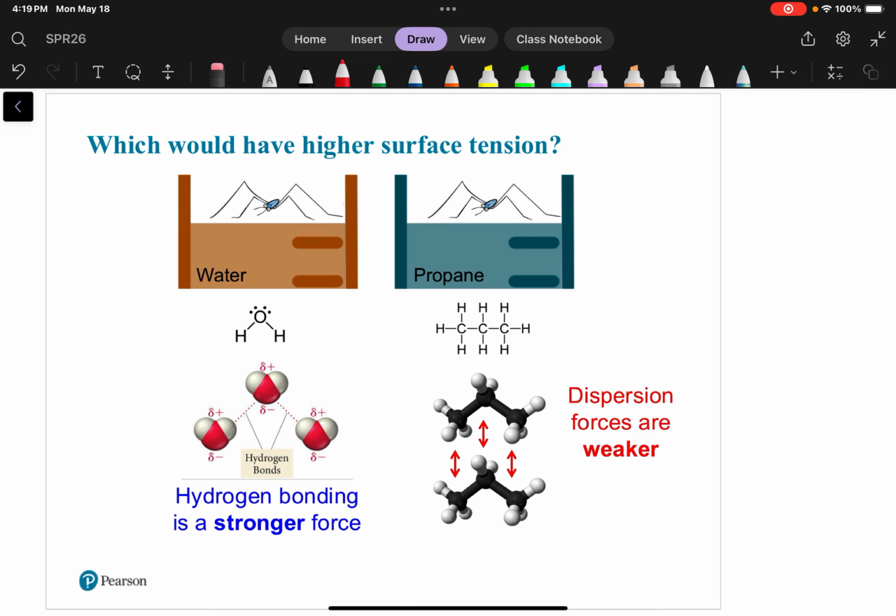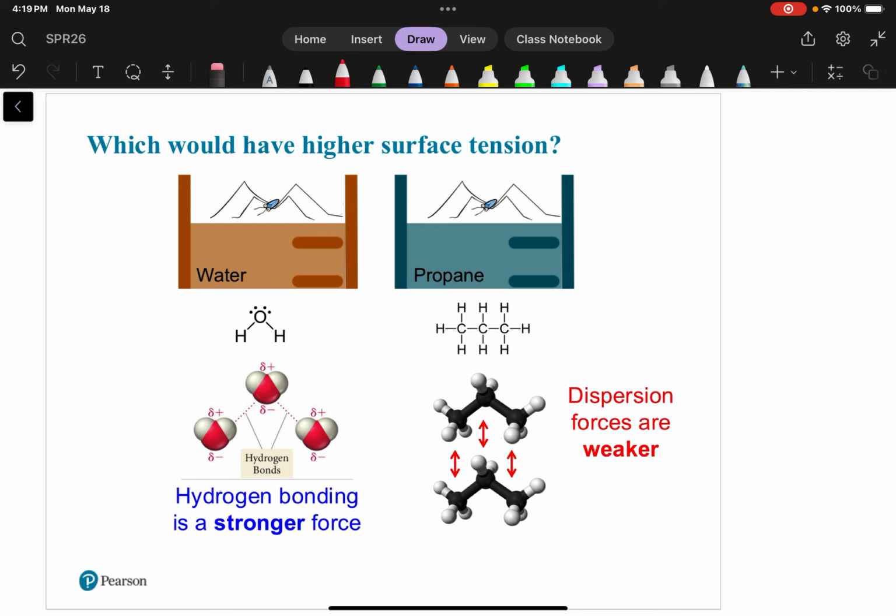So the question is, if you took that same stick bug, and we know that it can stand on water due to the surface tension of water, would that happen with propane, which is a different chemical substance?